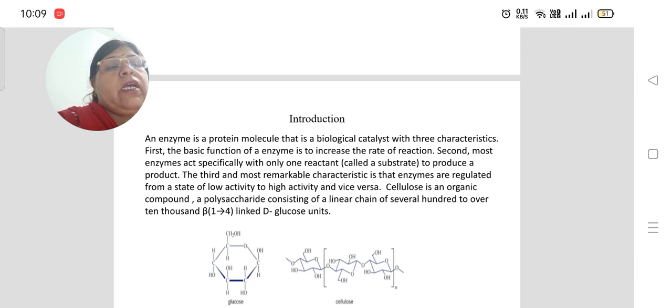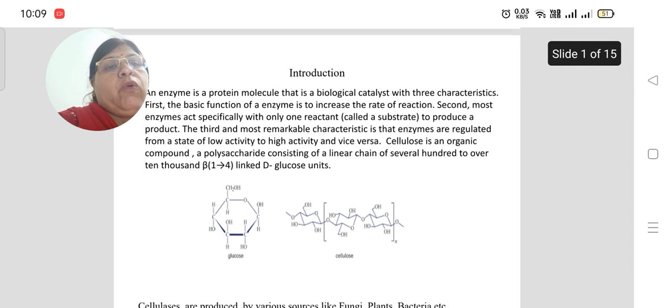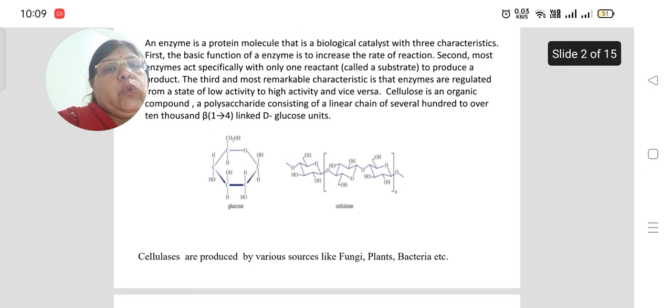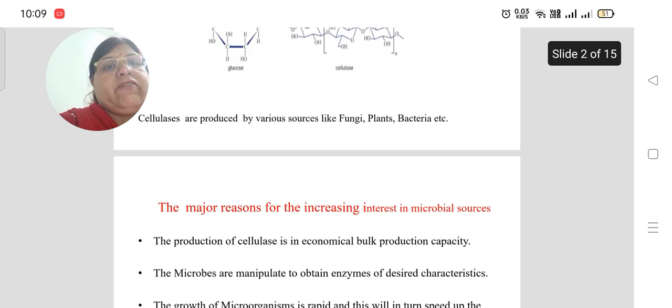and vice versa. Cellulose is an organic compound, a polysaccharide consisting of a linear chain of several hundred to over 10,000 D-glucose units linked by beta-1,4 glycosidic bonds. This is the figure of cellulose. Cellulases are produced by various sources like fungi, plants, bacteria, etc.